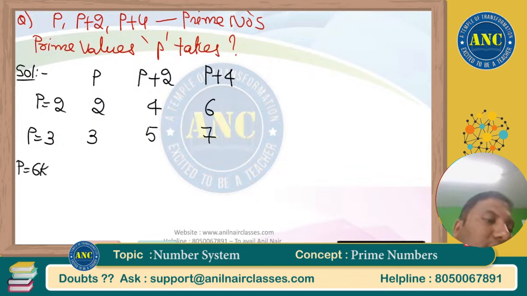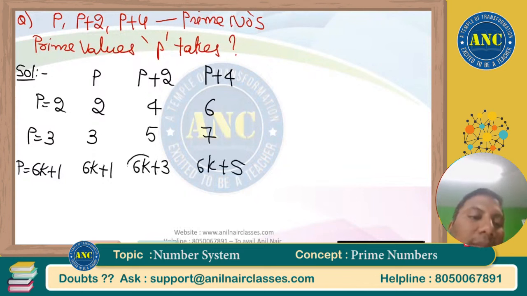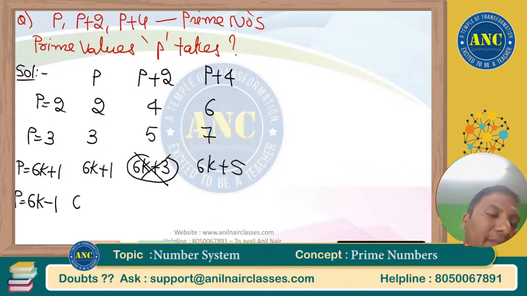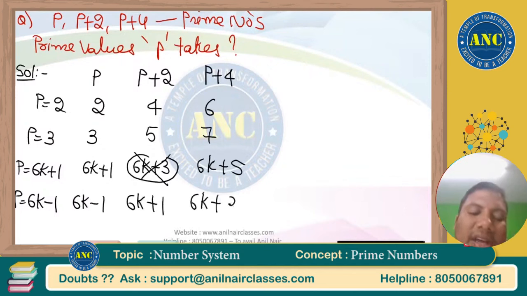Greater than 3, 6k plus 1. So these are 6k plus 1, 6k plus 3 and 6k plus 5. 6k plus 3 is divisible by 3. If I add two numbers which are divisible by 3, the answer will be divisible by 3. Next, 6k minus 1, 6k plus 1 and 6k plus 3. If P is 6k minus 1, P plus 4 will be divisible by 3. If P is 6k plus 1, P plus 2 is divisible by 3.